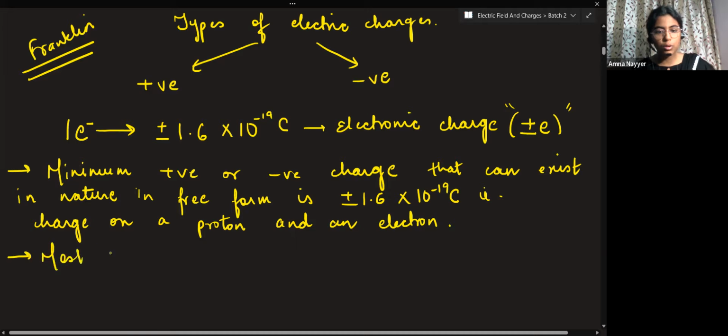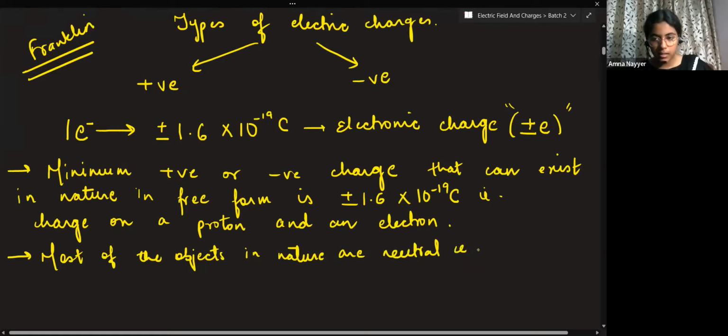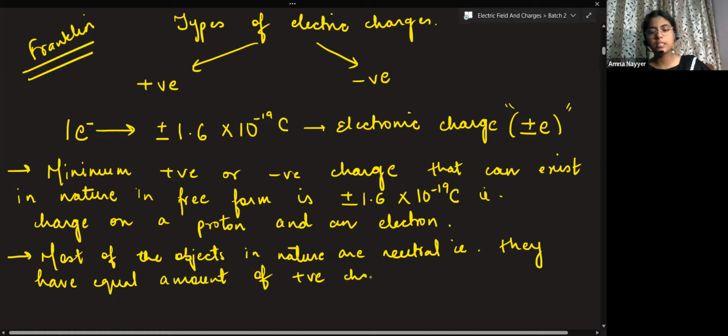So most of the objects in nature are neutral. What is meant by neutral is that they have an equal amount of positive charges and negative charges with them.